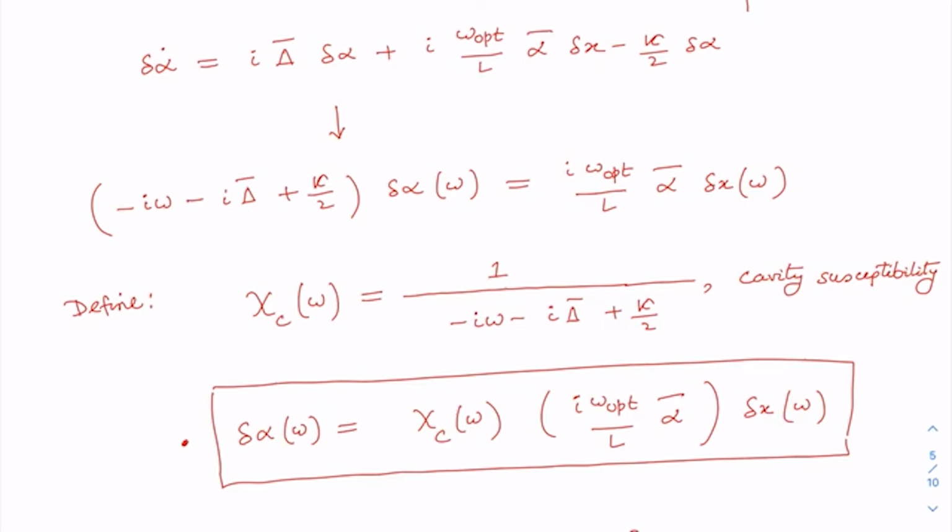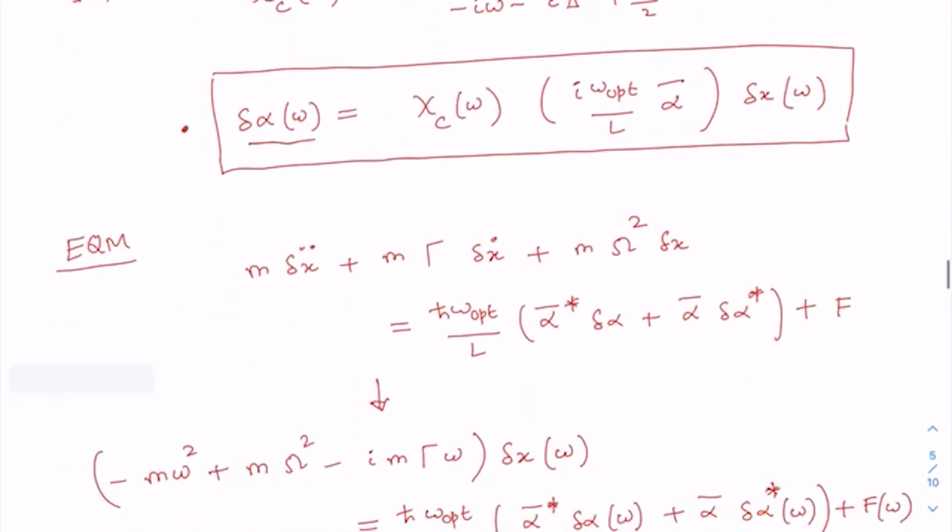We got the expression for the fluctuating field for the light field, and in the process we defined a quantity called the cavity susceptibility by this parameter, which basically shows us how the light field is getting modified due to the interaction with the mechanics. And the equation of motion for the mechanics is written here, and then we replace the quantity delta alpha and delta alpha star, which is the complex conjugate of delta alpha.